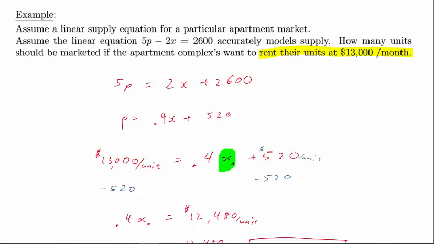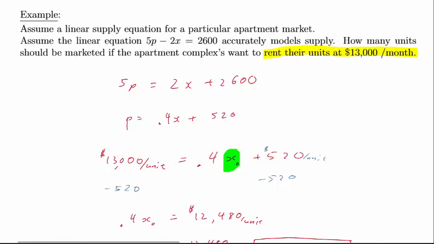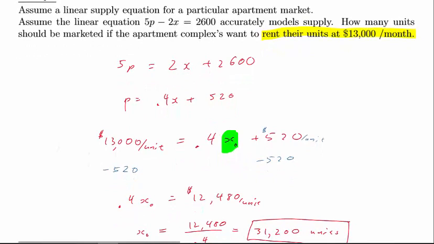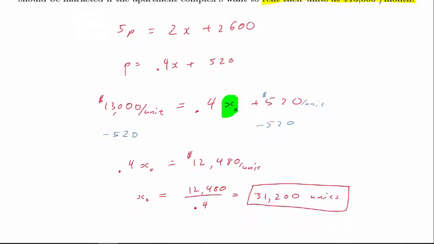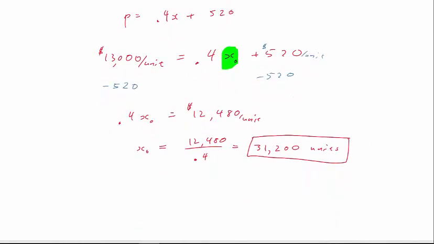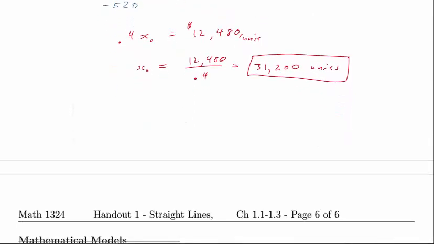Or should I say, that's the profit we're willing to accept. And so we set this up and we solve for our X variable here. In order for the manufacturer to be willing to produce what we found was 31,200 units, they would need to be selling at a price of $13,000 per unit.